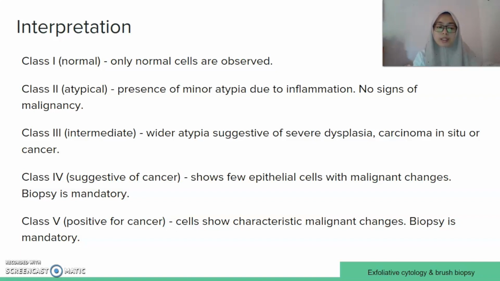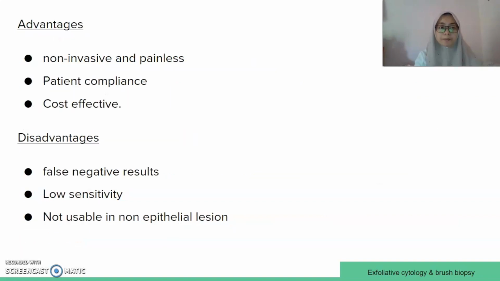Here, biopsy is mandatory. Class 5 is positive for cancer, where the cells show characteristic malignant changes, such as invasion into connective tissue. Here, biopsy is also mandatory. Thus, Class 4 and Class 5 are mandatory for biopsy.